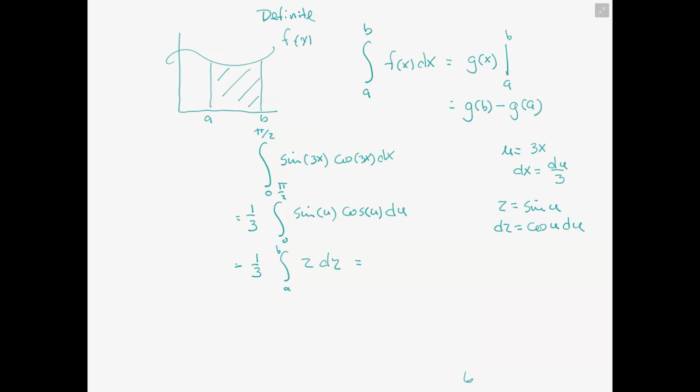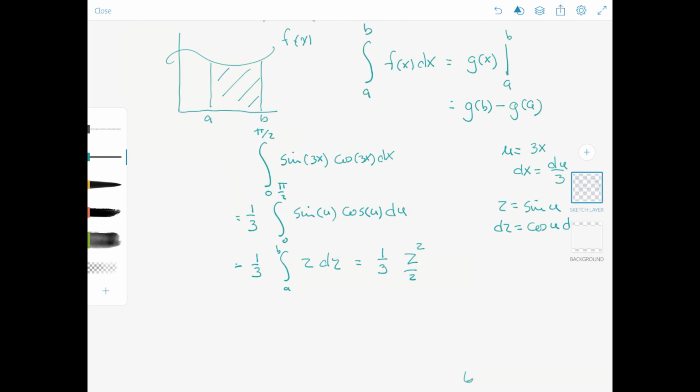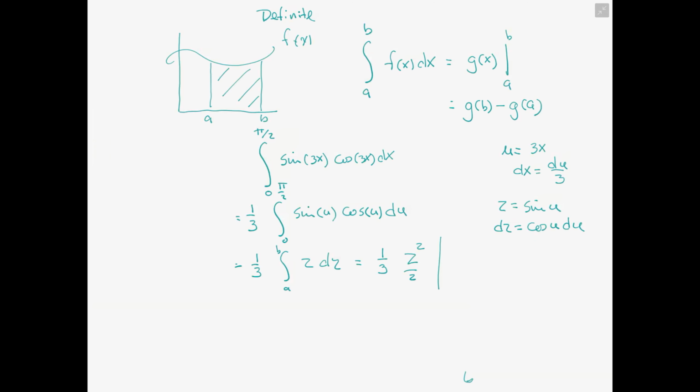I go back to the original functions and then I plug in the original limits. That makes it easier for me, less confusing. Other people do it other ways, but I don't, it's not as intuitive. So we have z dz, and that's equal to 1/3 z squared on 2, and that's evaluated between the limits a and b.